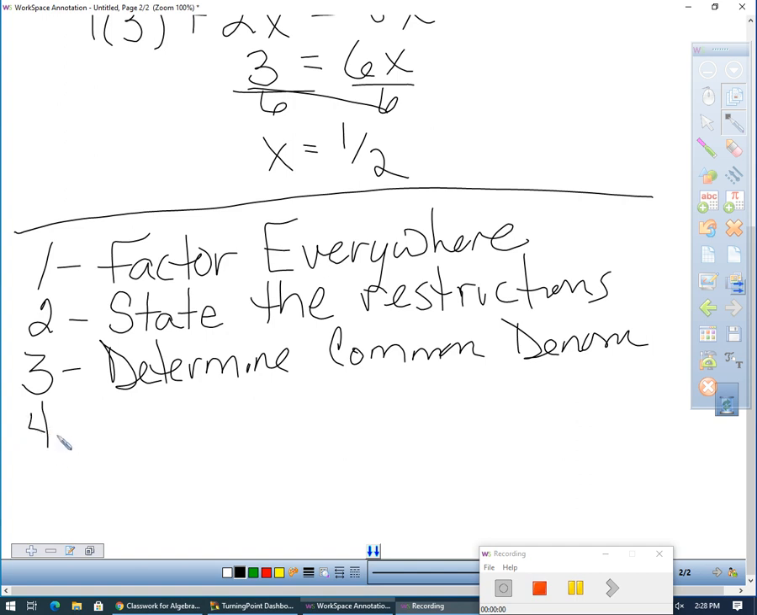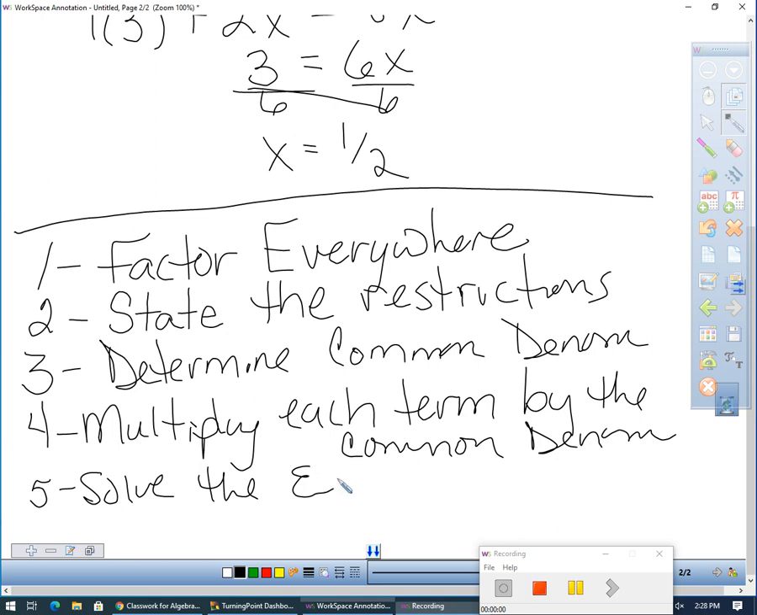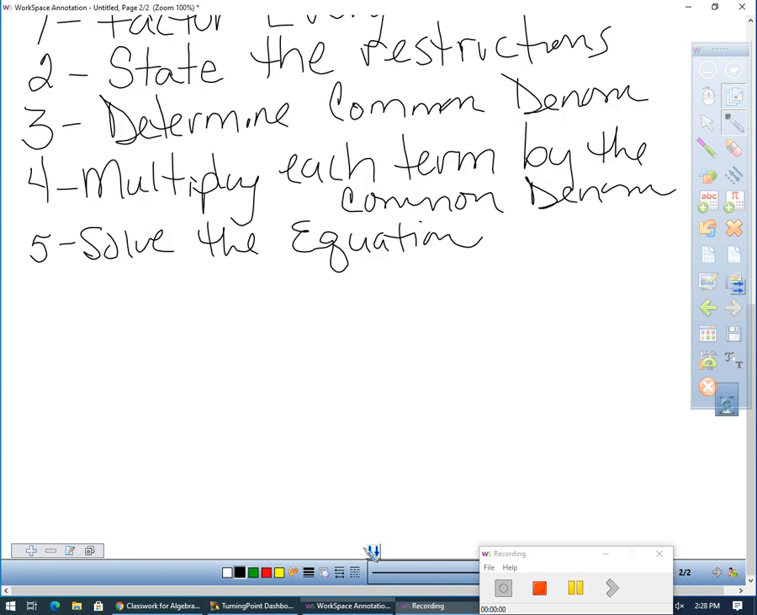Step 4. Multiply each term by the common denominator. Step 5. Solve the equation. Alright. It's really not as bad as you guys are starting to think it is. Here is example number 1 today.